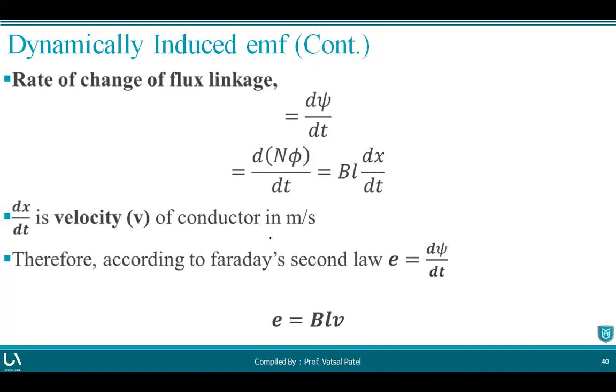Now according to Faraday's second law, the induced emf is equal to the rate of change of flux with respect to time, d psi by dt. When we put the value of d psi by dt as B l v into the equation, we get the final value of induced emf. This is what we identified: whenever a conductor moves in a magnetic field, we get this magnitude, B l v, where B is the magnetic flux density, l is the length of the conductor, and v is the velocity of the conductor.